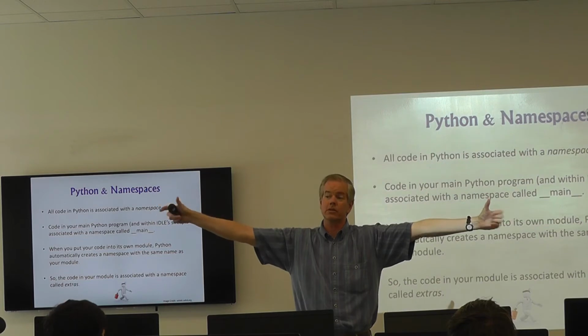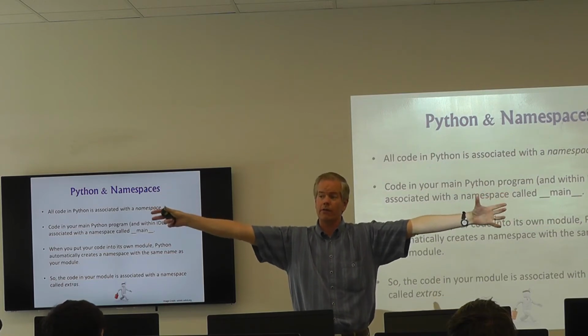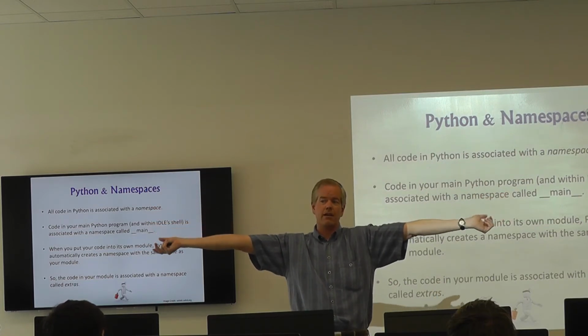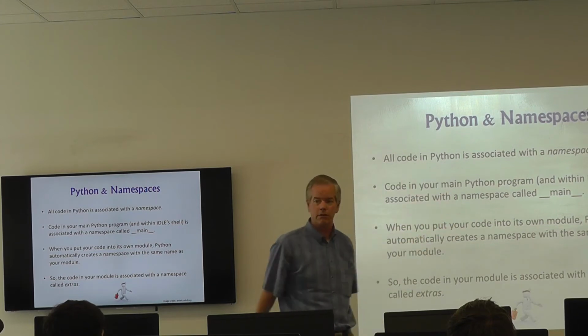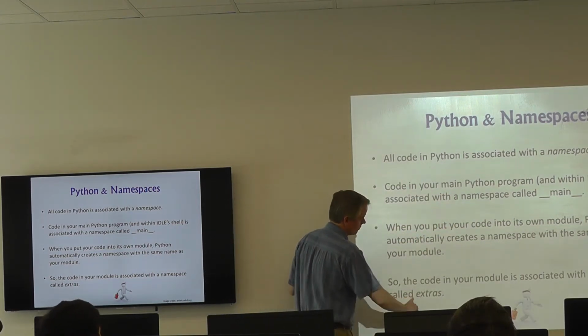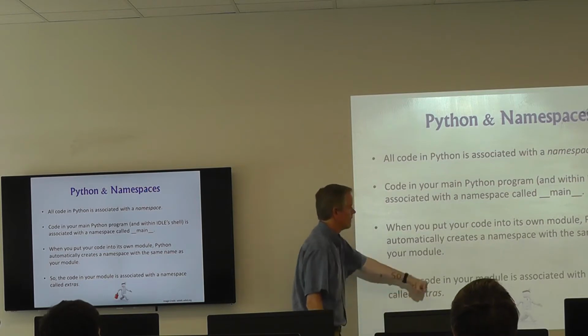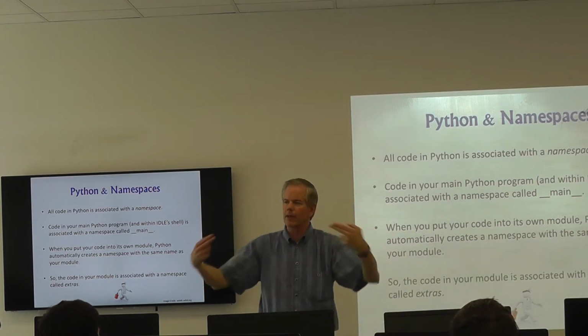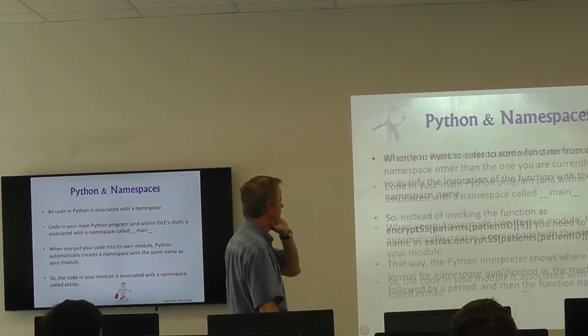So we sucked in extras, yay, that was good. Now they're all hanging out over here, and when we try to reference them, main says, I don't know anything called that. So the code in your module is associated with a namespace called really __extras__. All right, so we got a little problem. We got to make a bridge between these worlds, right?